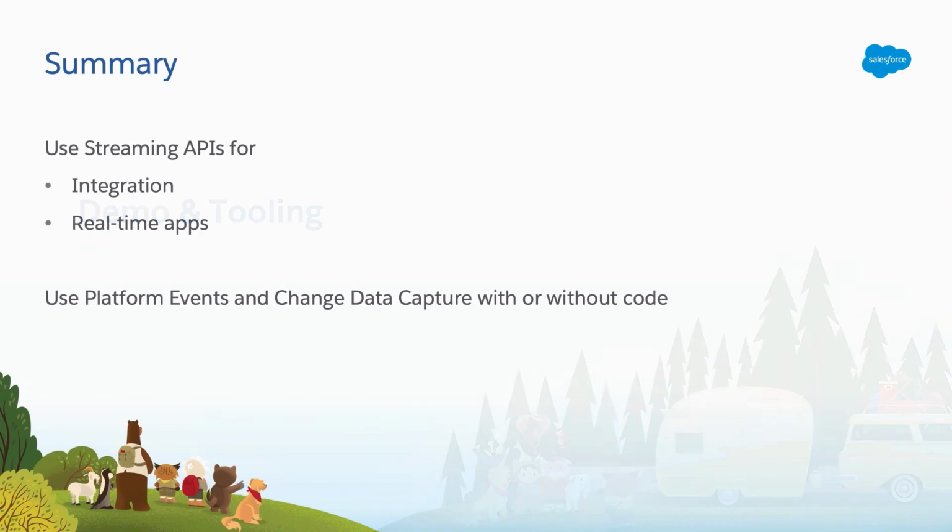So what did we see today? We saw a couple of use cases for the streaming APIs. We saw that they're good for integration, be it for software integration or device integration. And we saw also that they're good for real-time notifications inside your user interfaces. I demonstrated how you can use the platform events or change data capture, and that is without code, be it declarative tooling like Lightning Flow or Process Builder, or how you can use them with code such as Apex, the REST API, Bulk API, or SOAP APIs.